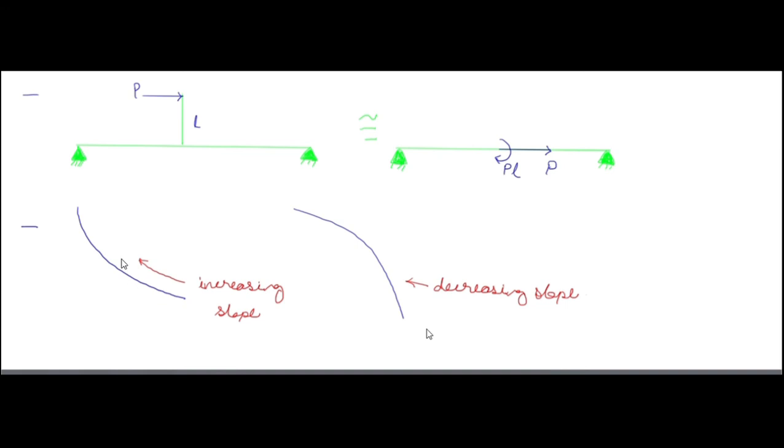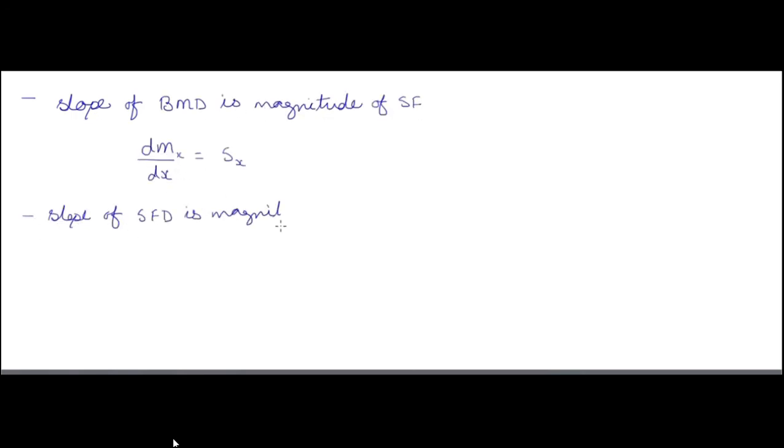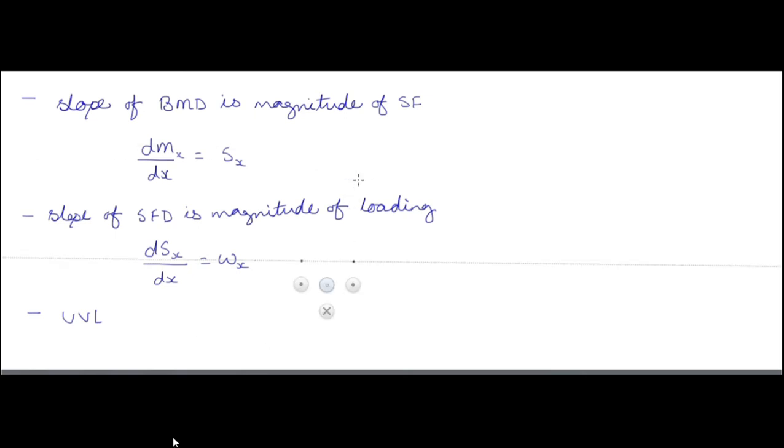Okay, now this is the simple increasing or decreasing slope. This is the increasing slope and this is the decreasing slope. In any curve you can see the type of loading or type of shear force that is changing. Slope of bending moment diagram is the magnitude of shear force, means dM by dx is equal to S(x). Slope of shear force diagram is the magnitude of loading, means dS(x) by dx is equal to w(x), means rate of change of bending moment is equal to shear force, and rate of change of shear force is equal to magnitude of loading.